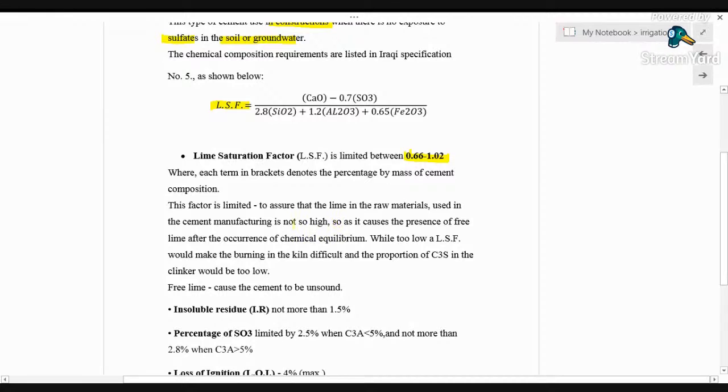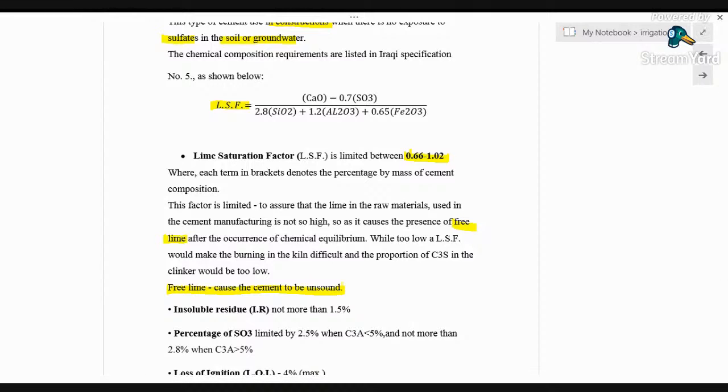So why is this factor limited? Because if the lime amount is more in ordinary Portland cement, the excess will be deposited as what is called free lime. The free lime makes the cement unsound. That means there will be more volumetric expansion and shrinkage, so cracks will be formed.